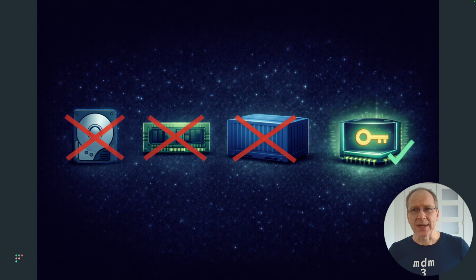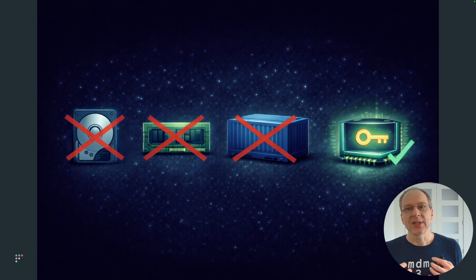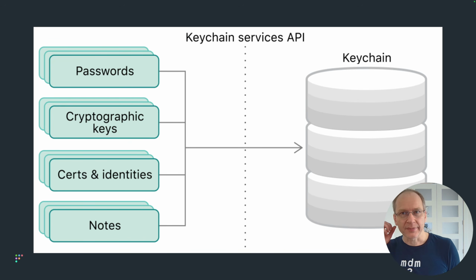From an identity perspective, the most important property is the same as with TPMs. Keys generated inside the Secure Enclave are non-exportable by design. The private key never appears in system RAM, never lands on disk in plain text, and never crosses into application memory. Applications can request operations like signing or decryption. They cannot retrieve the key material itself, and that restriction is enforced by hardware, not by convention.